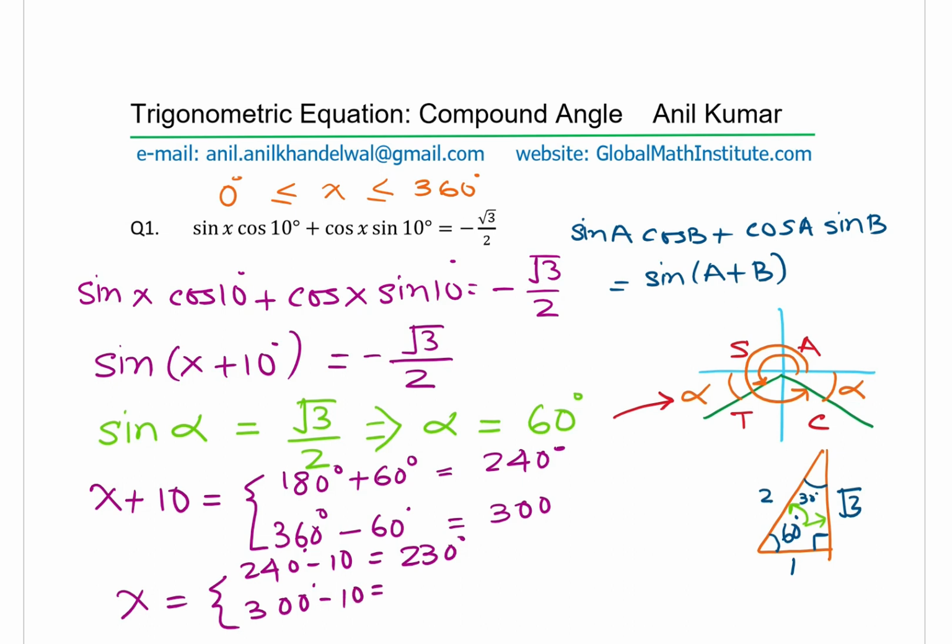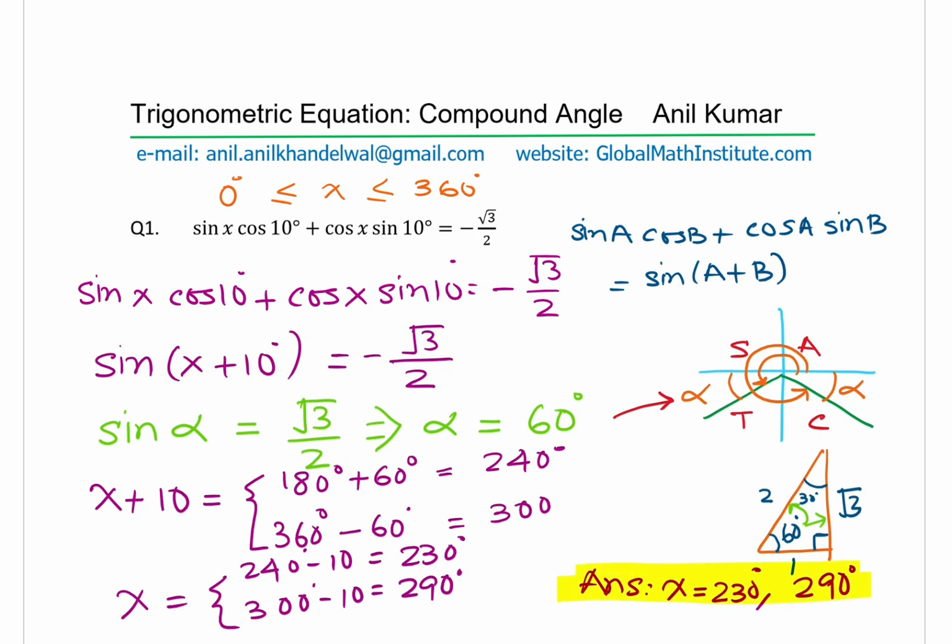minus 10, which is 290 degrees. Correct? So that is how you could find the solution of this particular question. I hope the steps are absolutely clear. So let me write down the answer here. So the answer here is x is equal to 230 degrees or 290 degrees. So I hope you find it simple, right?